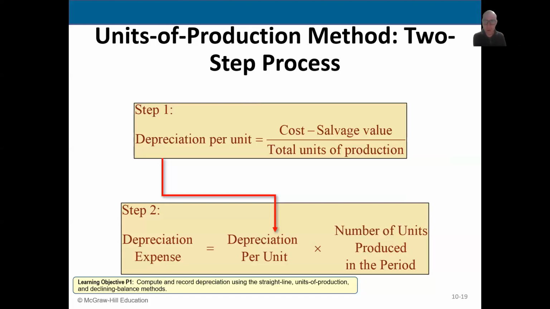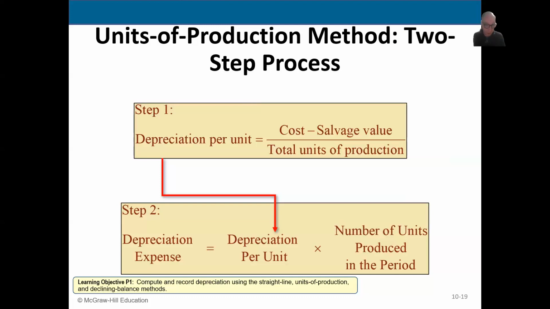In our example, cost is 10,000 minus salvage value 1,000. That's total depreciable cost of 9,000. Total units of production, we said were 36,000 units. Gives us a depreciation per unit of 25 cents per unit. 9,000 divided by 36,000 units. Depreciation per unit of 25 cents.